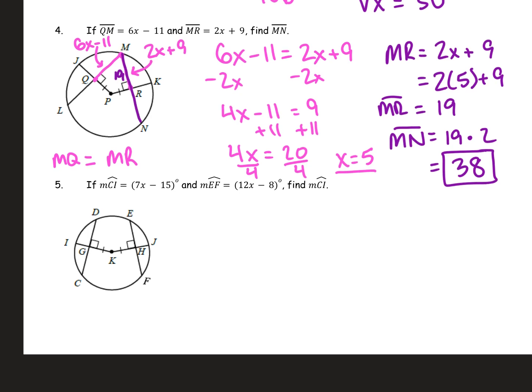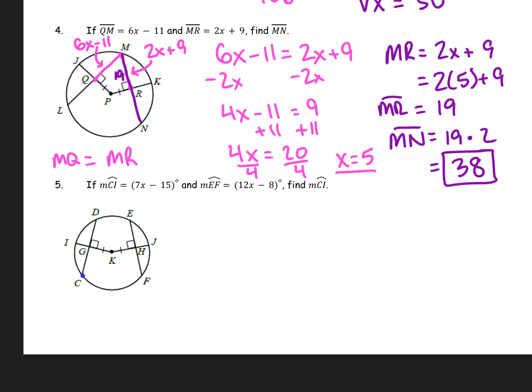The fifth and final example for our notes today. This one's going to be a little bit different, so let's see what we have. If the measure of arc CI is 7x minus 15 degrees and EF is equal to 12x minus 8 degrees, find the measure of arc CI. Now this one we have to be careful on. I can already tell you, watch this. Let's put the information where it needs to go.